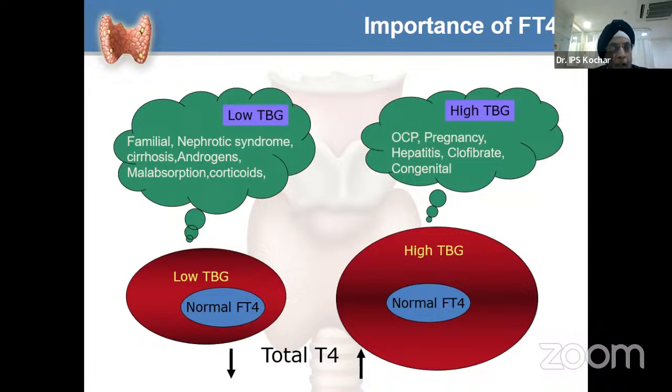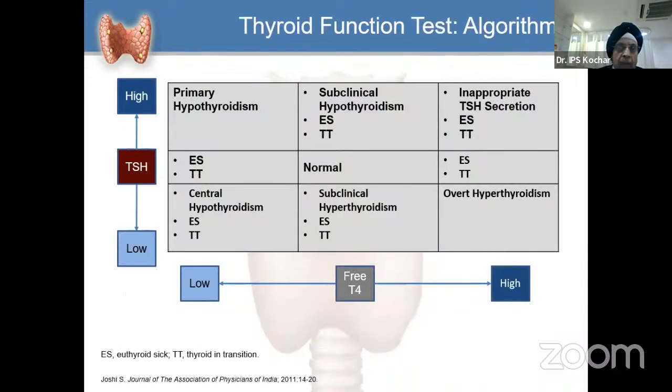In the same way, you may have a high TBG. High TBG may be because of oral contraceptives, pregnancy, hepatitis, or it may be congenital. There the TBG is high, and when you do T4 you will have a high T4. But when you do FT4, it's normal. Therefore FT4 is a better test as compared to total T4.